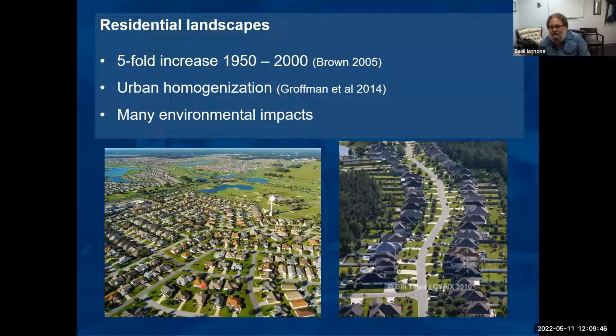They're both dominated by lawns. They both have a few shrubs in there, likely non-native shrubs. So very structurally not complex, and very strikingly similar. That's referred to as urban homogenization. Across large distances, our residential and urban landscapes are strikingly similar to one another.